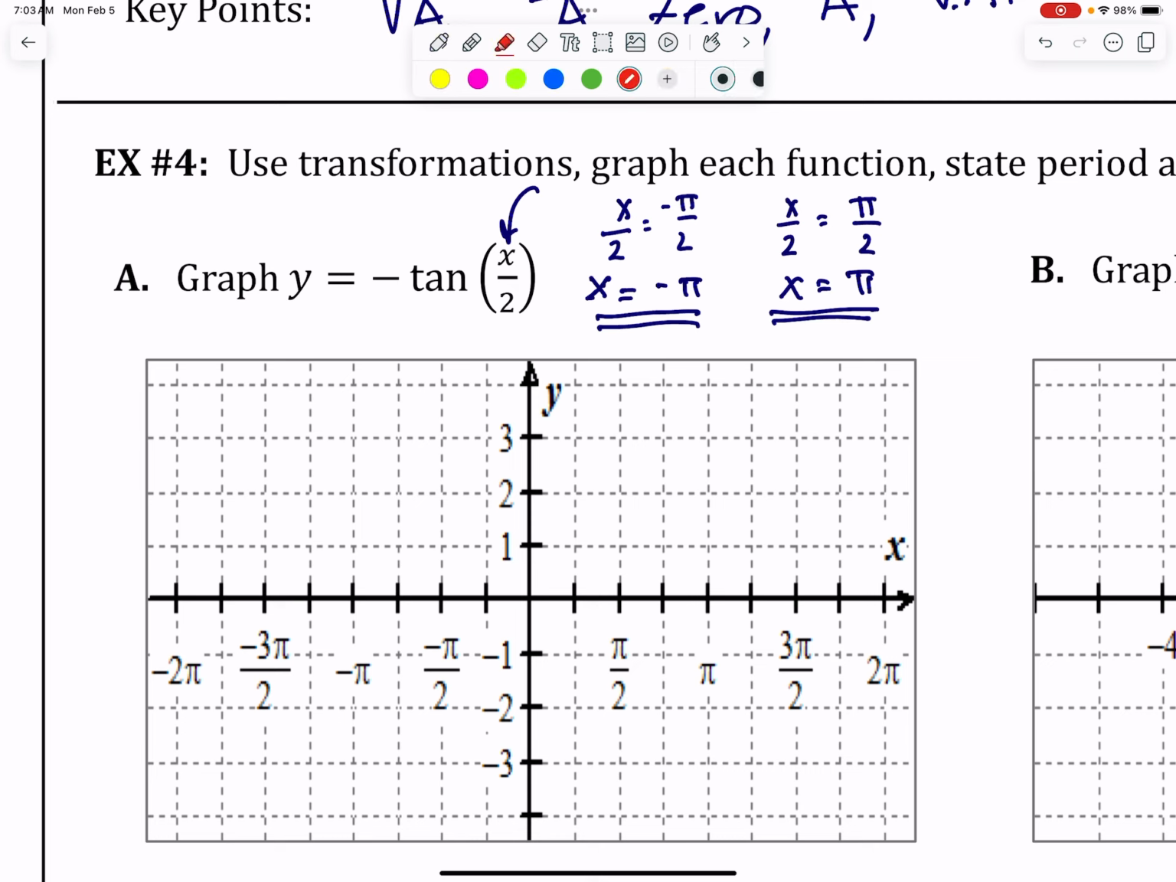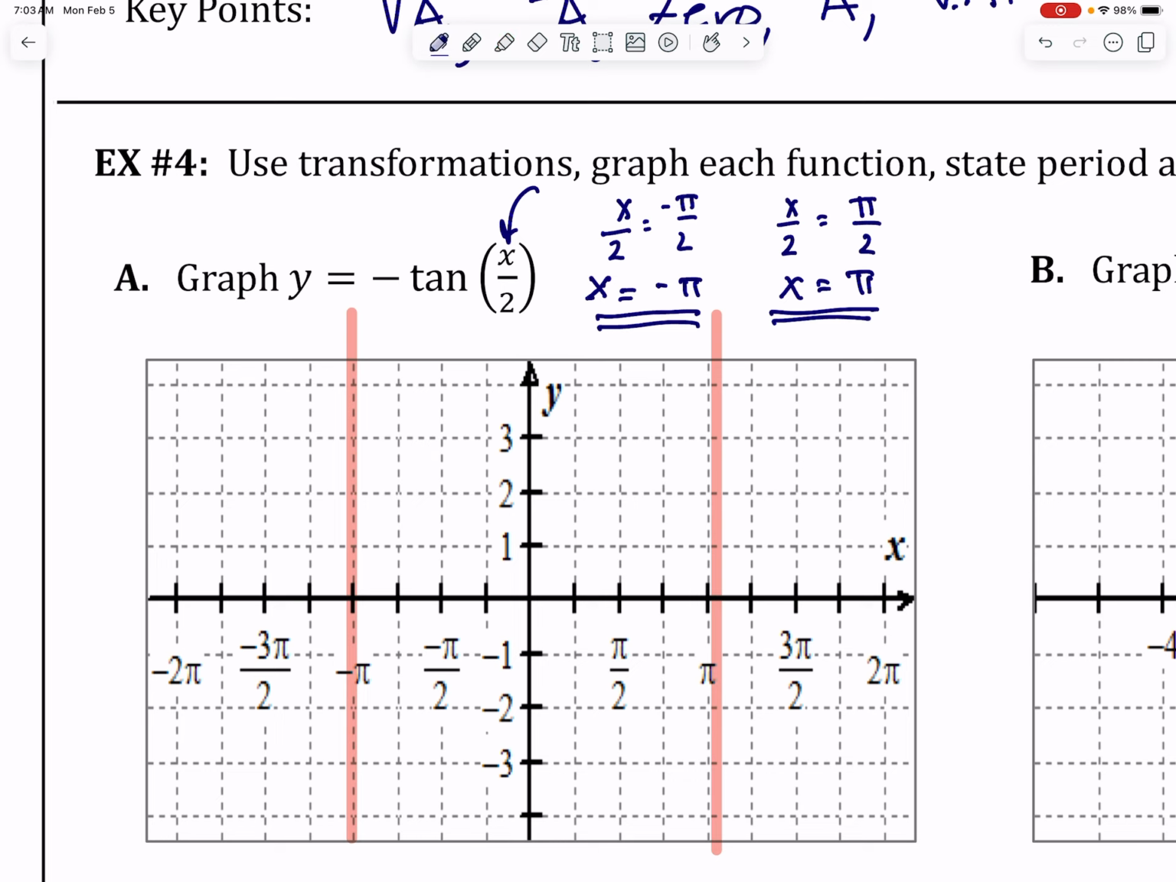So here we go, negative pi and positive pi are asymptotes. Now if we go halfway in the middle, which is right there at 0, we know that's going to be our 0. It has a negative, so we've got to remember that instead we're going to do the high point first, right in between. High point, low point. So there it is.